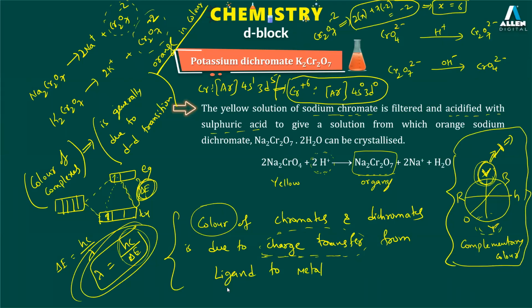Sir, in the chromates, which is the ligand? Oxygen. Okay. In the dichromates or chromate, oxygen is donating the electrons to the chromium. Oxygen is the ligand. Yes, sir. Okay.